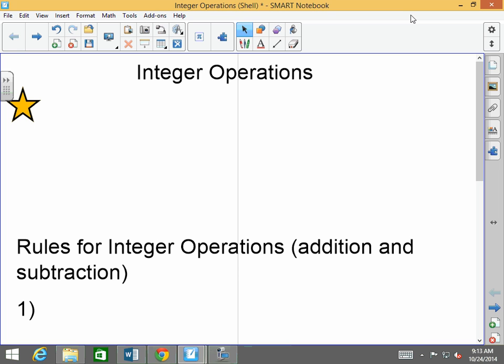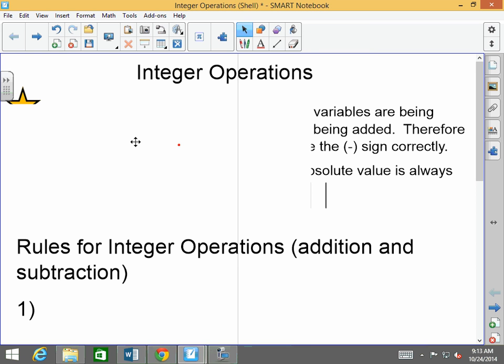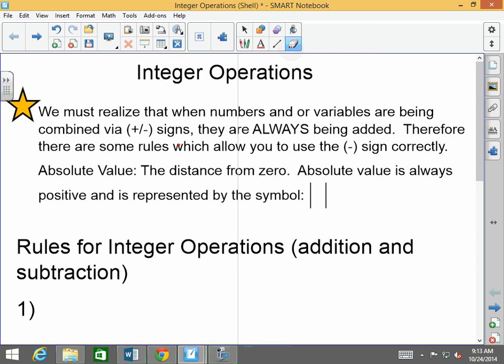Today we're going to be talking about integer operations. And with integer operations, my friends, we must realize that when numbers and or variables are being combined via plus or minus signs, they are always being added. Therefore, there are some rules which allow you to use the negative sign correctly.